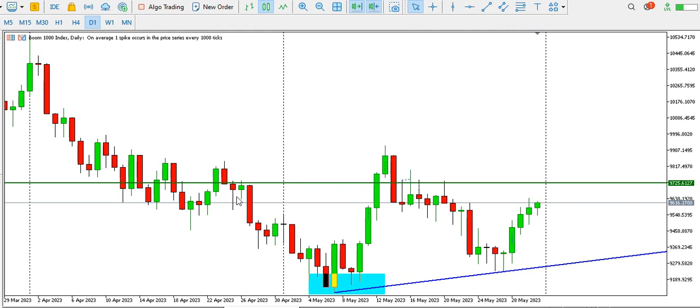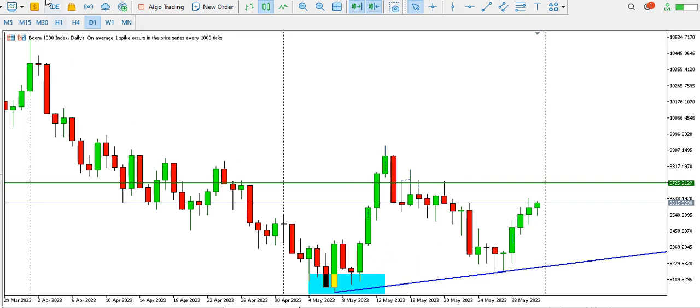Today we'll be looking at how we can scalp boom and crash index on the lower time frames. But before we go to the lower time frames, let's take a look at what has happened on the higher time frames. Okay, we're going to start with boom 1000 index on the daily time frame.